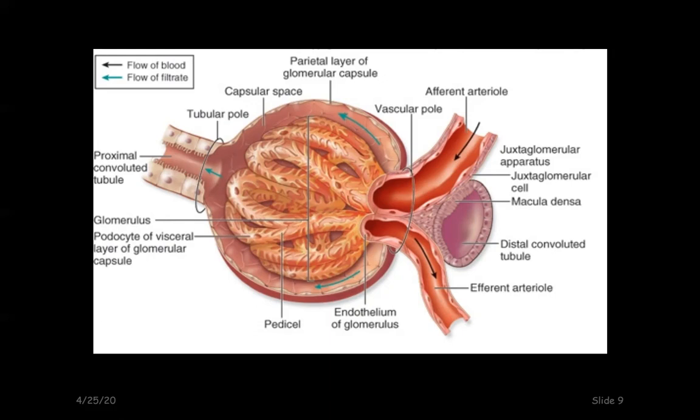They form small finger-like extensions called pedicles and filtration slits over the surface of the blood vessels. These cells are called podocytes, which means foot-like extensions. So podocytes are the cells that make up the visceral layer of the glomerular capsule. The outer layer is the parietal layer of the glomerular capsule. This is simple squamous epithelium that forms the expanded region of the capsule.